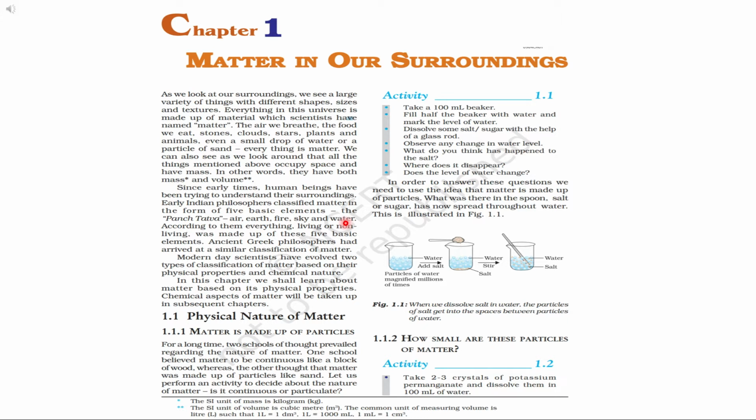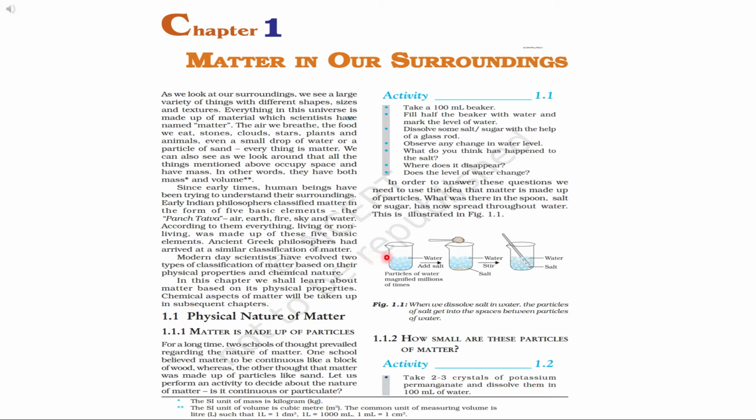Now, let's learn about matter based on its physical properties and chemical properties. Physical nature of matter: matter is made up of particles. So here there is sand. Activity over here. One school believed matter to be continuous like a block of wood, whereas others thought that matter was made up of particles like sand. So let's perform an activity to decide about the nature of matter. Is it continuous or particulate?